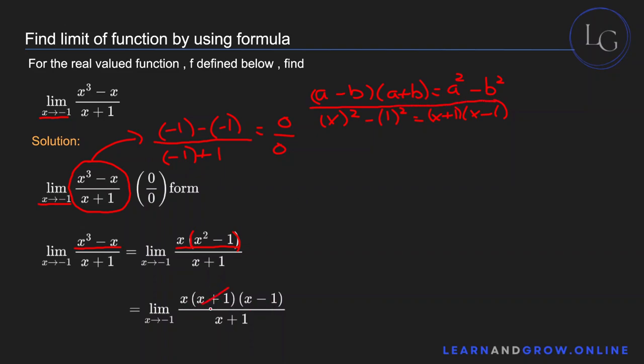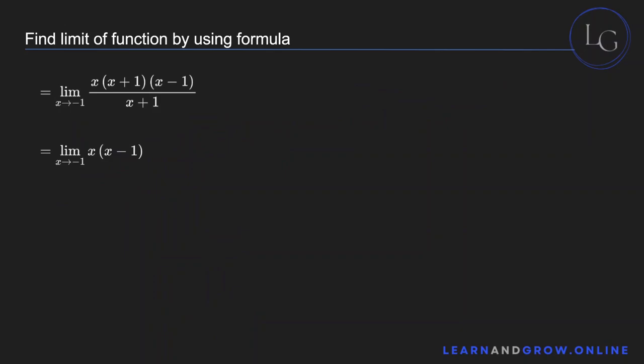Now you can cancel out this x plus 1 and this x plus 1. And so you're left with this, right? And once you apply the limit of -1 over here, you get this. And this is not equal to 0. This is equal to 2. And so you found the true limit of the original function as x approaches -1.